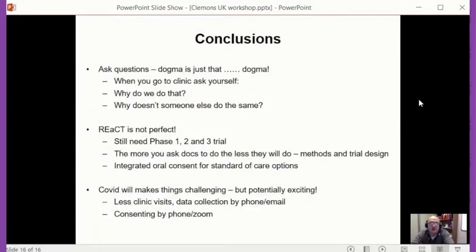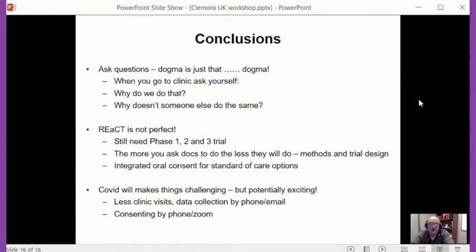So what are my conclusions? I would say to everybody, ask questions in the clinic. Dogma is just that, dogma. Ask yourself, why do I do such and such for this intervention? Why do my colleagues do something else? Who's right? Who's wrong? You're probably all right.